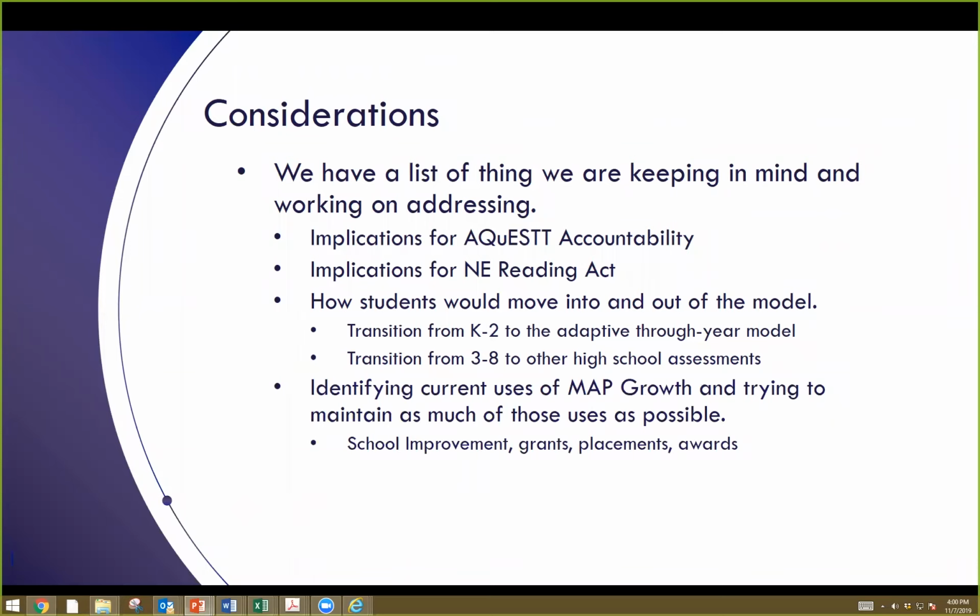We're also trying to identify current uses of MAP Growth and trying to maintain as much of that as possible. As people tell us, hey, we're using it for this purpose or that purpose, we're going to work hard to retain as many of those as possible. As you can imagine, trying to take 244 districts across the state, meet everybody where they are, and make it work perfectly for everybody is a really tough thing to do, but we're going to work as hard as we can to retain as much usage as possible for every district and how they're using MAP Growth currently.